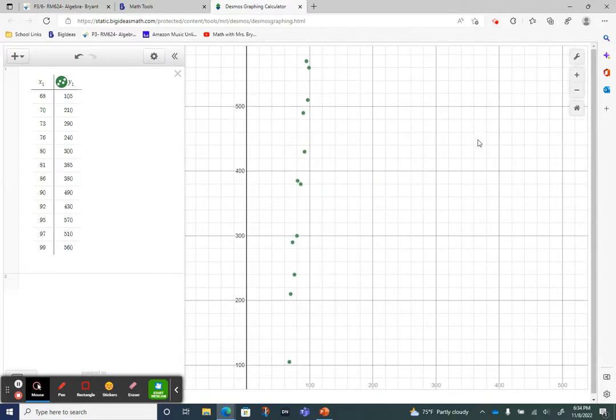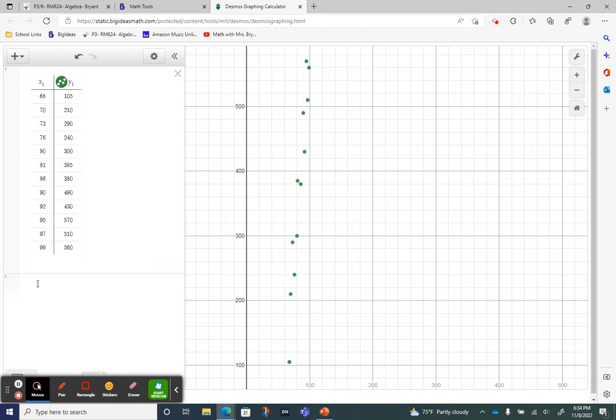do we have a correlation? Yes, absolutely. What kind of correlation do we have? Yes, we have a positive correlation. As the temperature increases, the number of people at the beach increases.